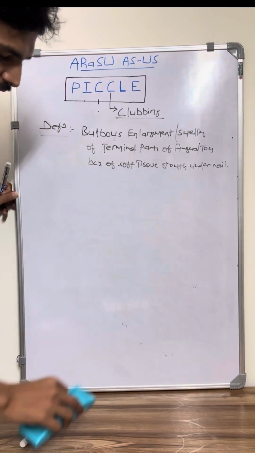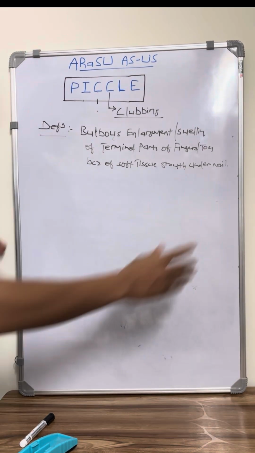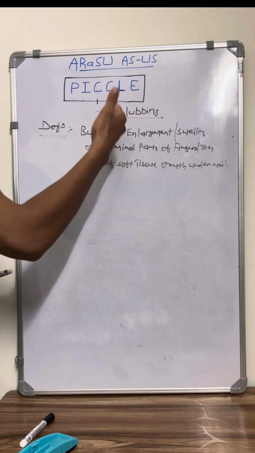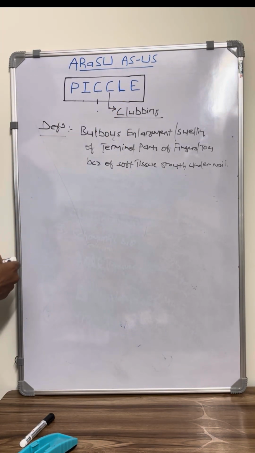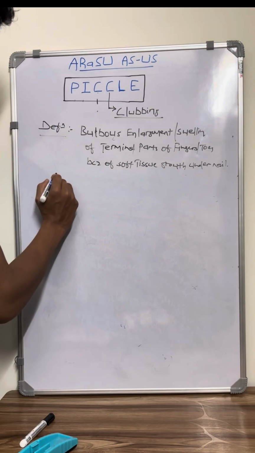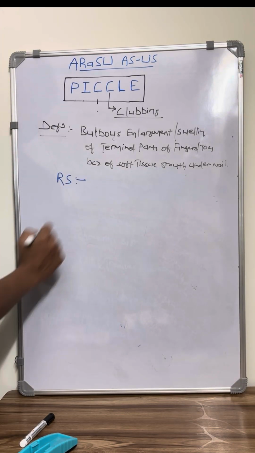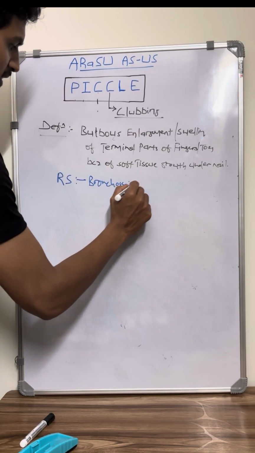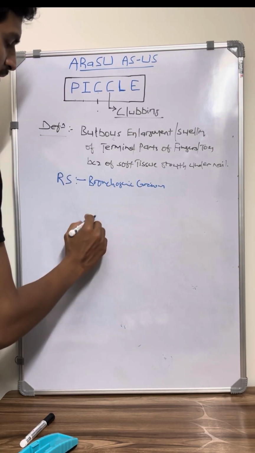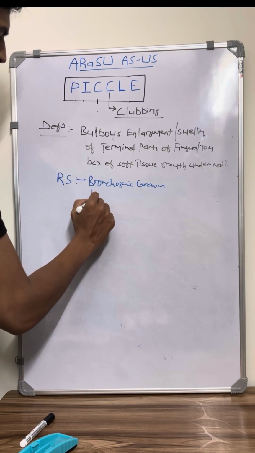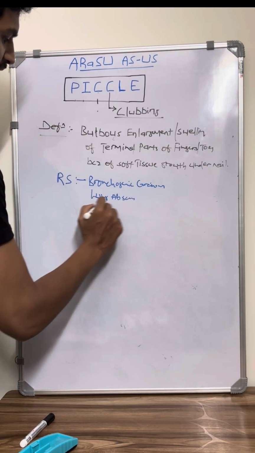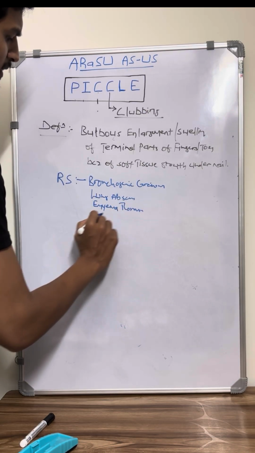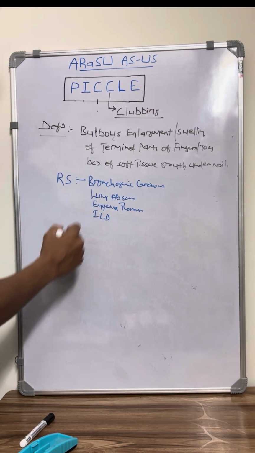We have to consider clubbing as a window in clinical practice. It might be the presentation of many underlying systemic diseases. To list them, in the pulmonary or respiratory system, mainly bronchogenic carcinoma, lung abscess, empyema thoracis, even interstitial lung diseases, and many others.